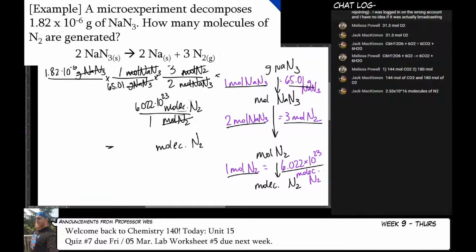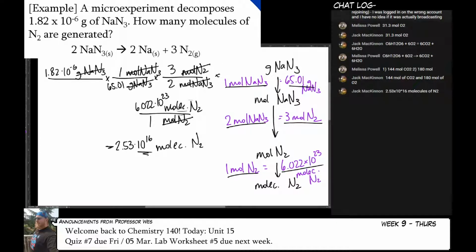And I got 2.53 times 10 to the 16. Don't forget the times 10 to the 16 part. That's important. If you report that there are only 2.53 molecules made, those are some of the biggest molecules you'll have ever calculated. All right, that's how you do that problem.